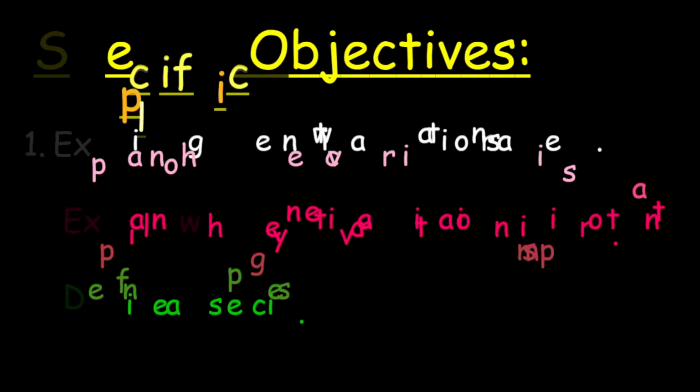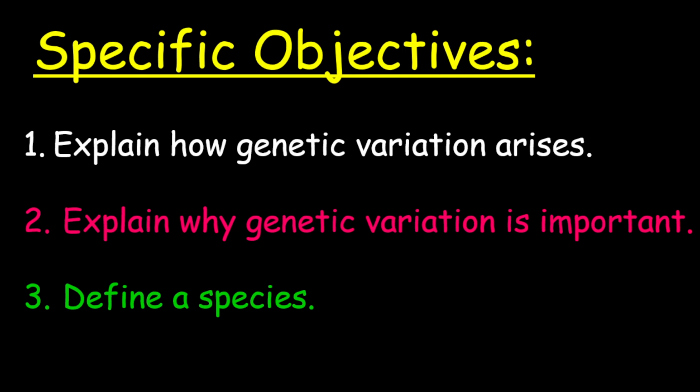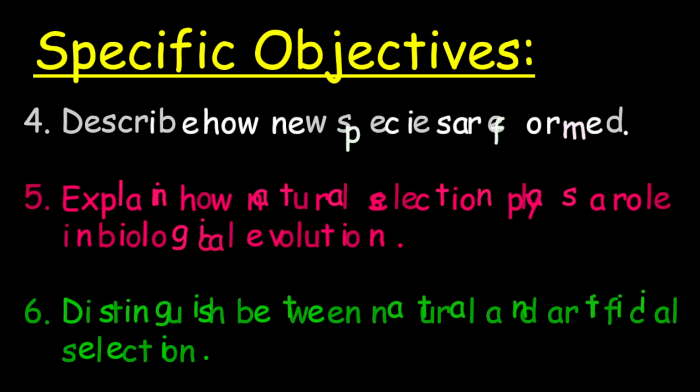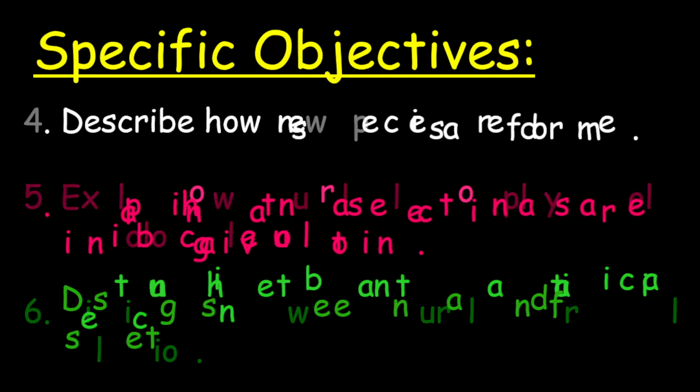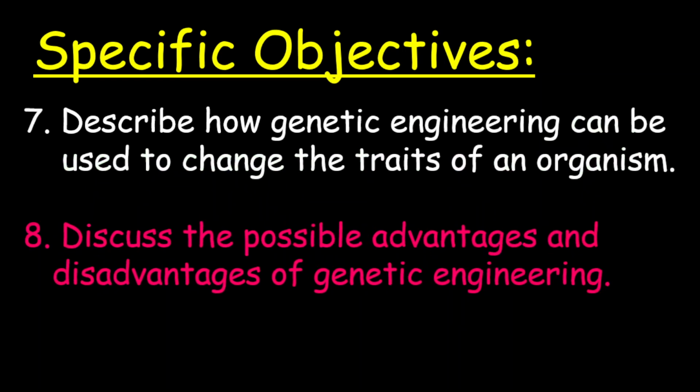Coming from these broad objectives: one, you need to explain how genetic variation arises. Two, explain why genetic variation is important. Three, define a species. You also need to know how to describe how new species are formed, explain how natural selection plays a role in biological evolution, and distinguish between natural and artificial selection. Two more on the list: describe how genetic engineering can be used to change the traits of an organism, and discuss the possible advantages and disadvantages of genetic engineering. All right, let's dive into the meat of the matter.